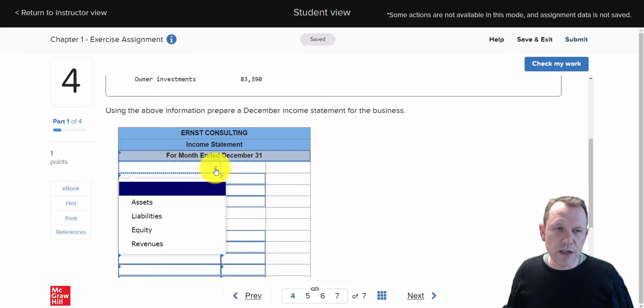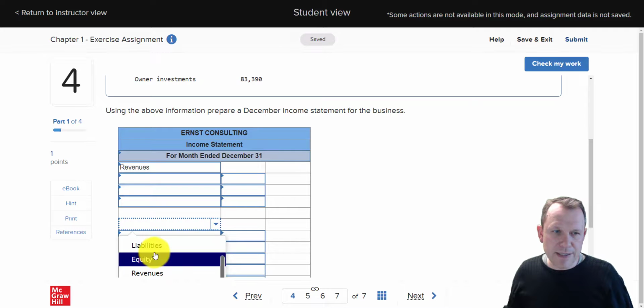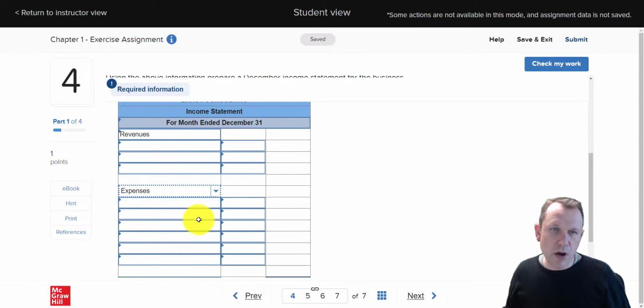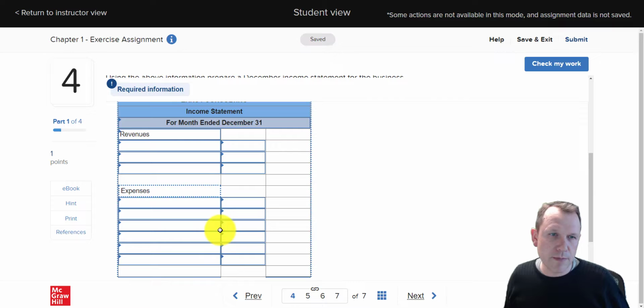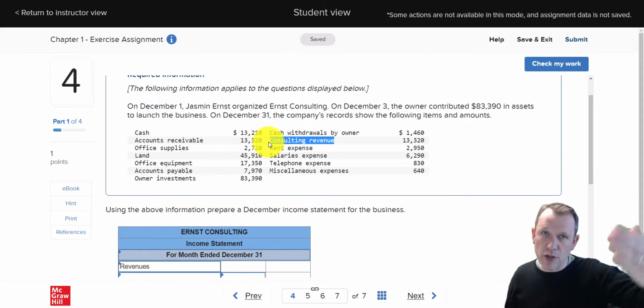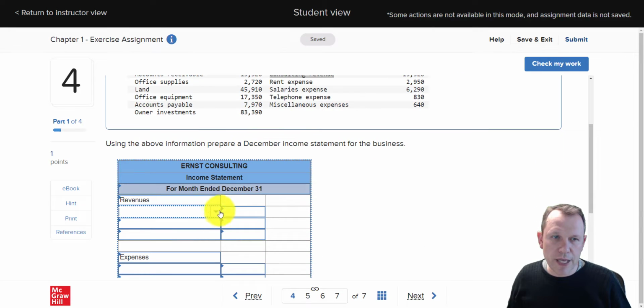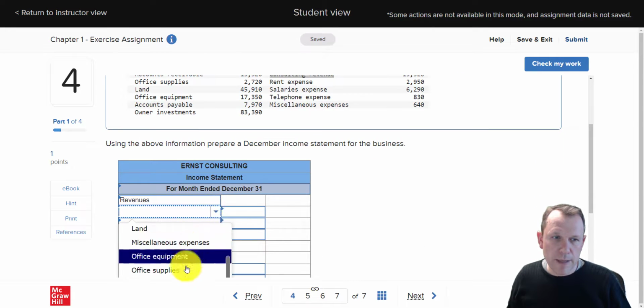Our first section is going to be our revenues. The next section down is going to be our expenses, because that's really our income statement: revenues minus expenses equals net income at the bottom. We'll create that here. For our revenues, we go up to our numbers. Here's our revenue. There's only one of them, at the end of our chart of accounts with the revenues and expenses. So our consulting revenue, we're going to throw that in there.